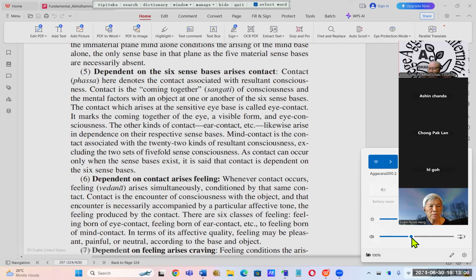Dependent on contact arises feeling. Whenever contact occurs, feeling, vedana, arises simultaneously, conditioned by the same contact. Contact is the encounter of the consciousness with the object, and that encounter is necessarily accompanied by a particular affective tone, the feeling produced by the contact. There are six classes of feeling: feeling born of eye contact, feeling born of ear contact, and so on, to feeling born of mind contact. In terms of its affective quality, feeling may be pleasant, painful, or neutral according to the base and object.